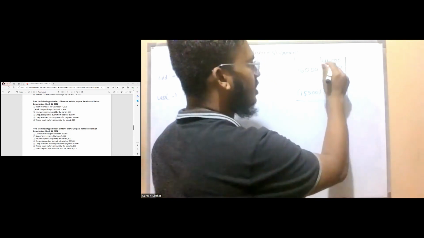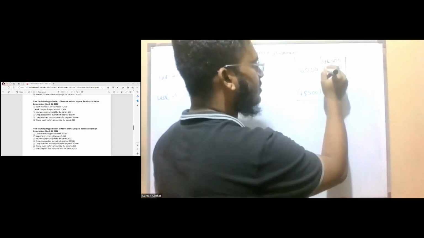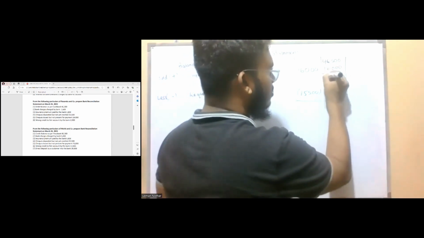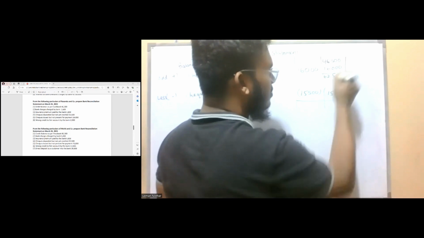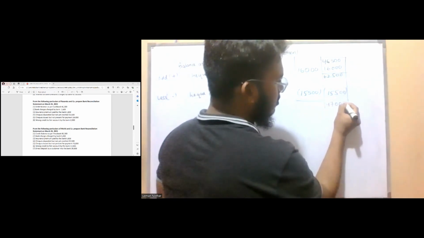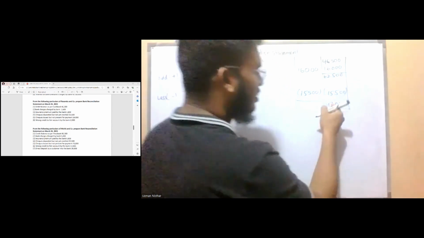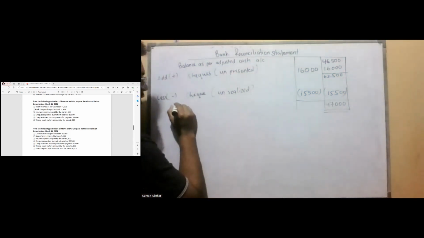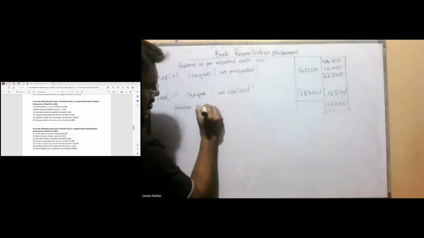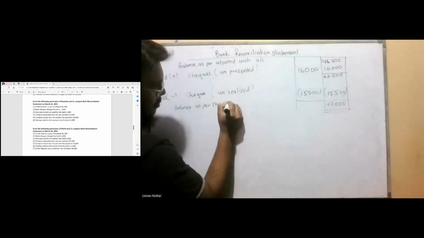The amount would be 46,500 plus 16,000, 62,500. Here 62,500, subtract 15,500. The amount would be 47,000. So this amount is considered as balance as per the bank.